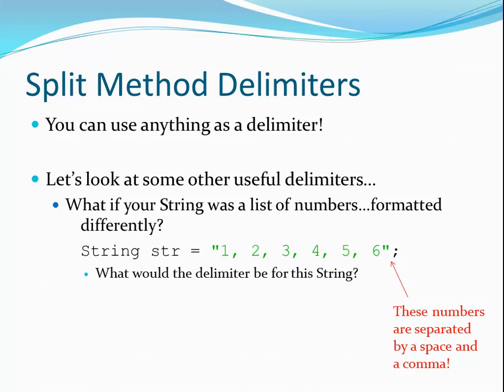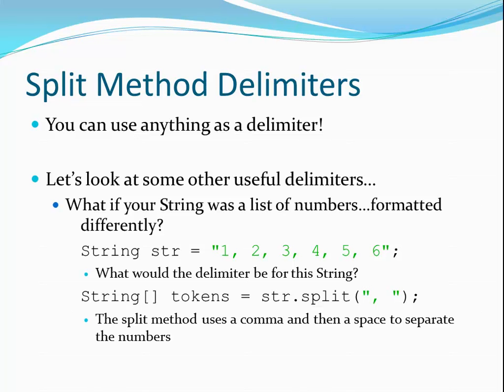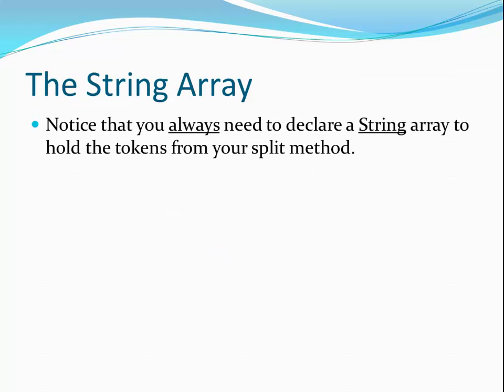So what would the delimiter be for this string? String[] tokens equals str.split, a comma, and then a space. The split method uses a comma and then a space to separate the numbers.